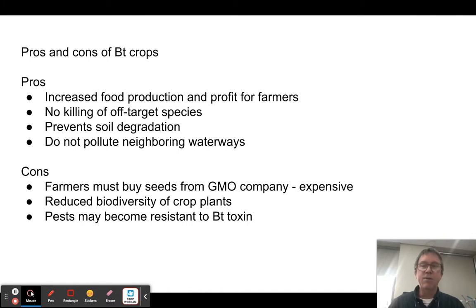Now, what are the cons? Well, again, farmers have to buy from the company that makes it. And that means you're going to end up with reduced genetic biodiversity in the crops because they're only going to make this one kind.